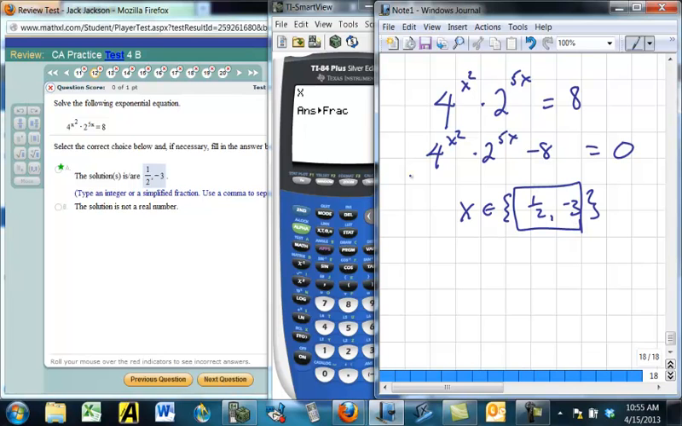Now if we were to do this by hand, you'd want to actually start up here and combine this together. We could do this with the same base, I can make the same base by making 4 into 2 squared.